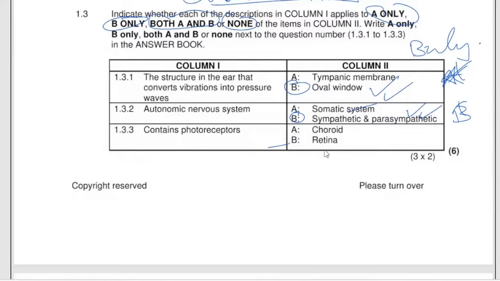All right. Contains photoreceptors. Photoreceptors are supposed to be found on the retina. The photoreceptors are divided into two, that is the rods and the cones. The cones are responsible for bright and color light, and the rods are responsible for black and white, and basically for dim light. If you have well-developed rods, it means that you are able to see at night. So the answer here again is B only.